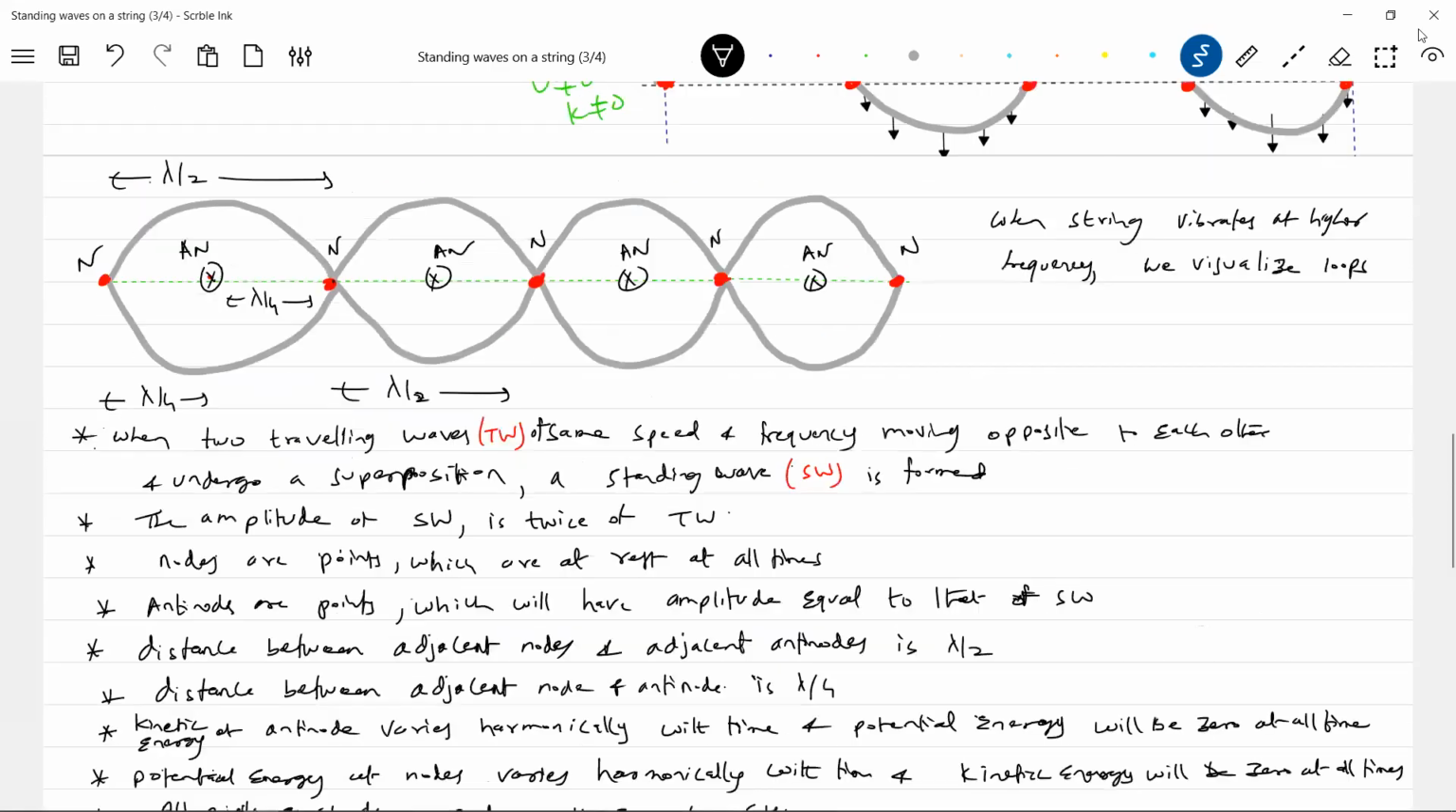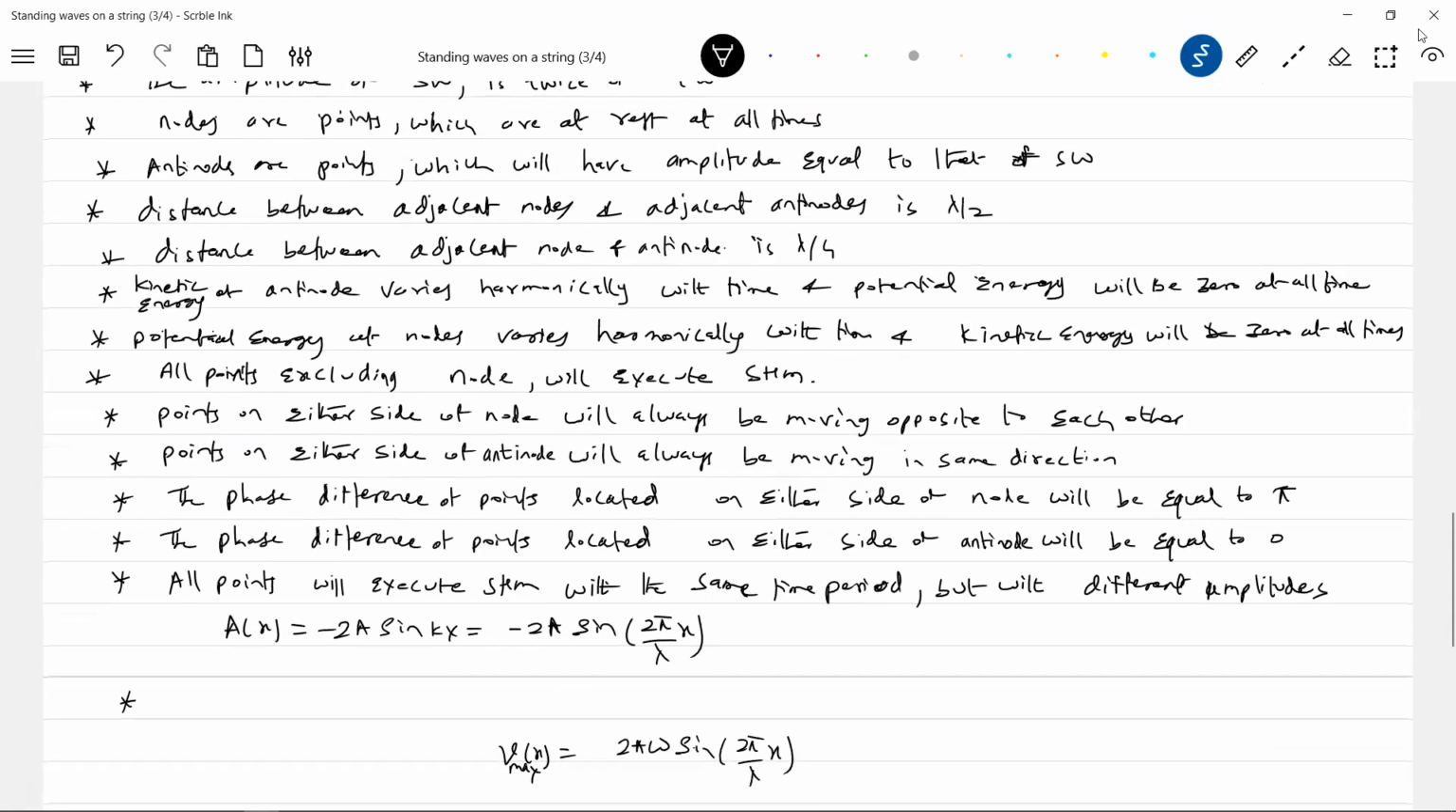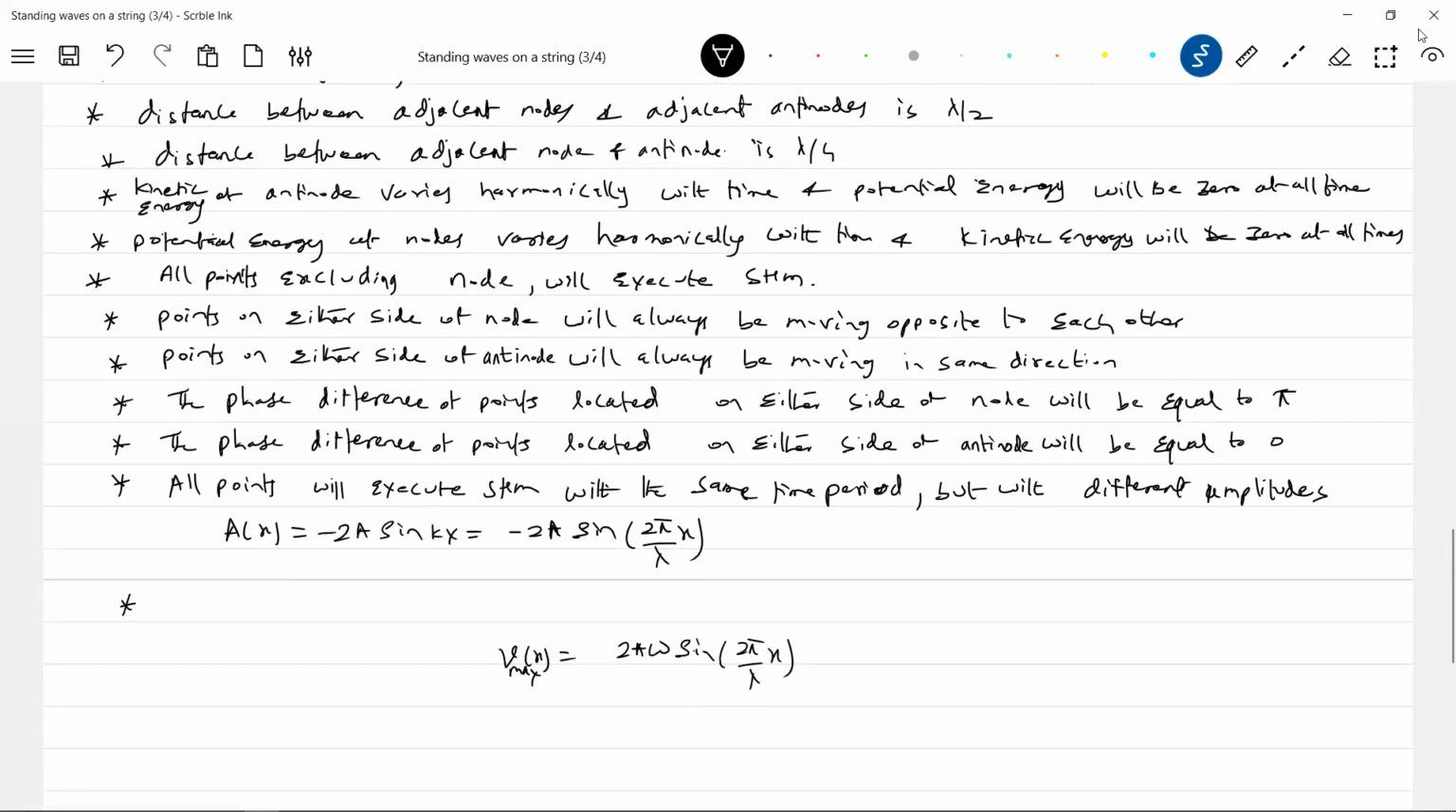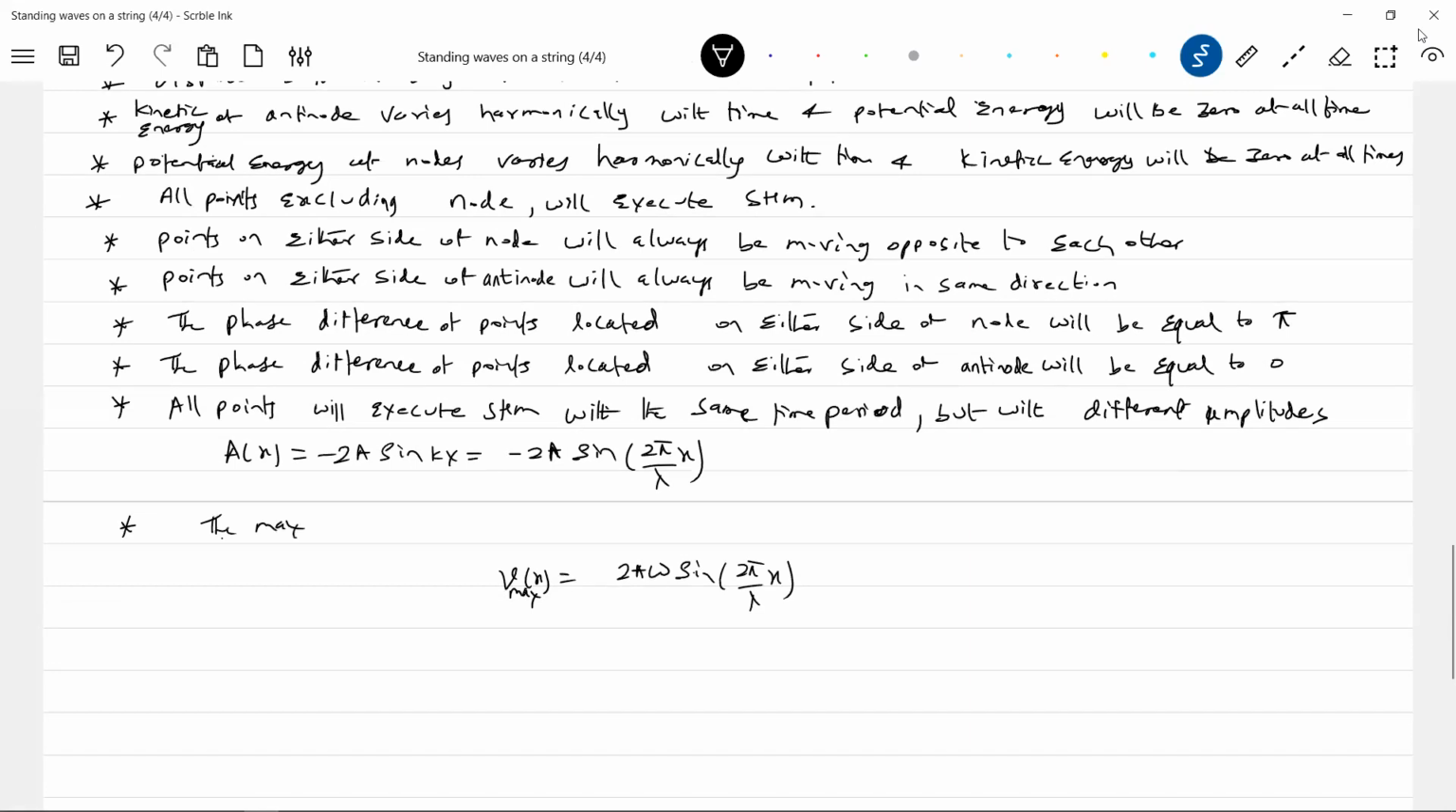Can we accommodate everything? Oh, it's fully filled up. We'll write it here. The maximum speed attained by any point when it arrives at its respective mean position is given by this particular formula. So substitute the value of x, and you can easily find out the speed of any point.